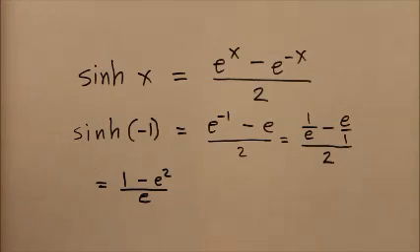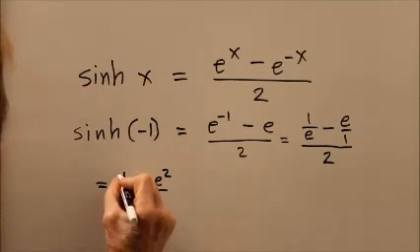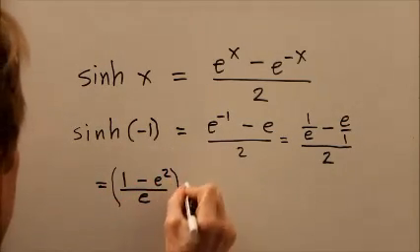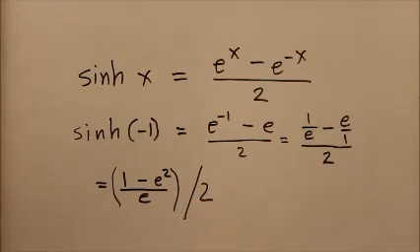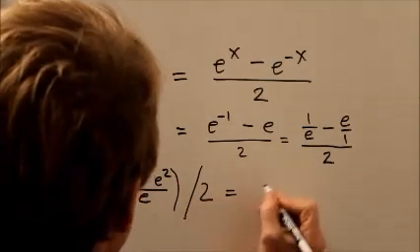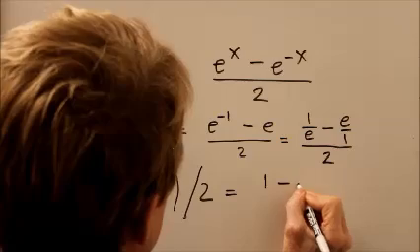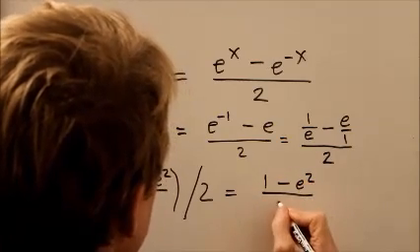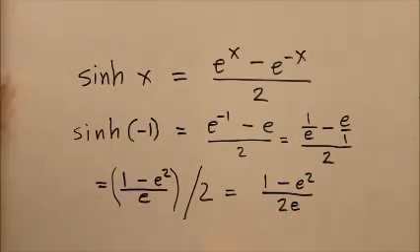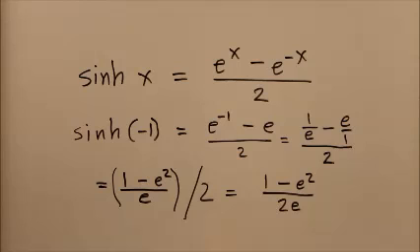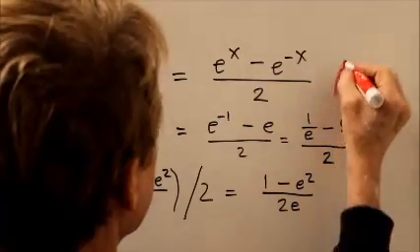And then we take this whole quantity and divide it by 2, which we can simplify to 1 minus e squared over 2e. That works out to be choice A. Choice A.